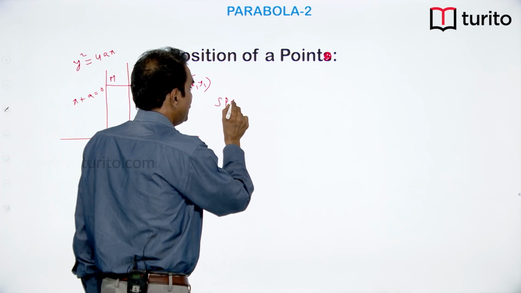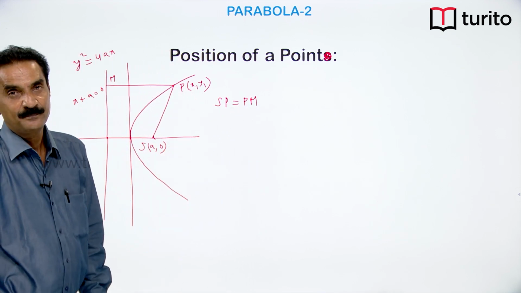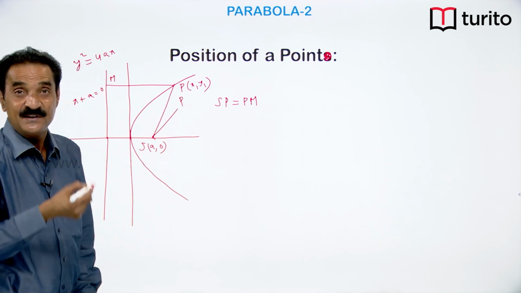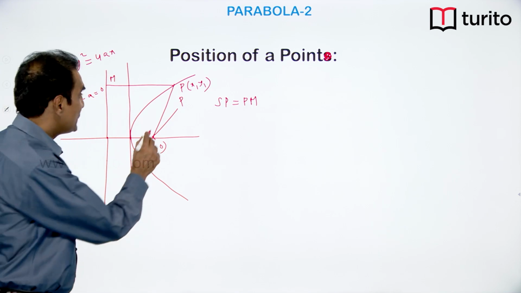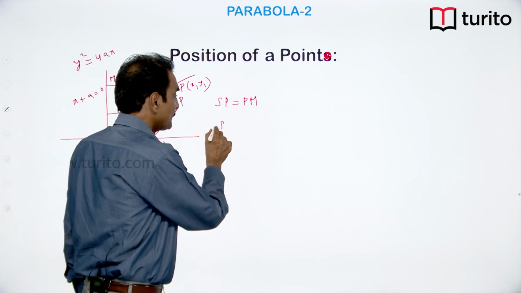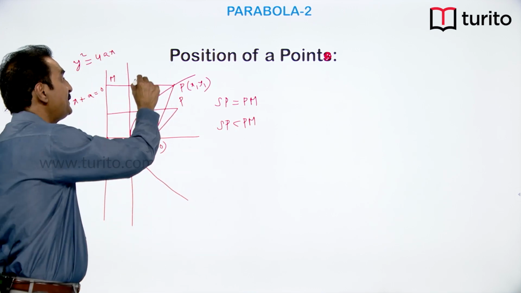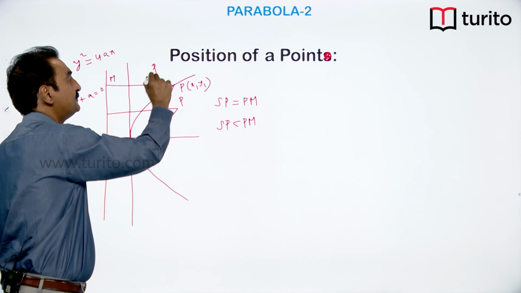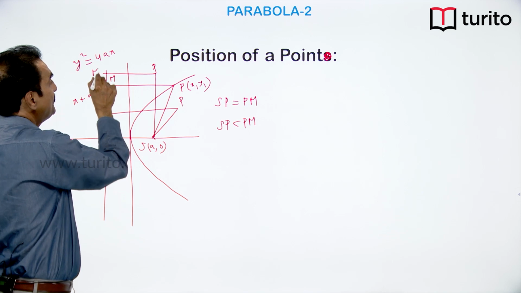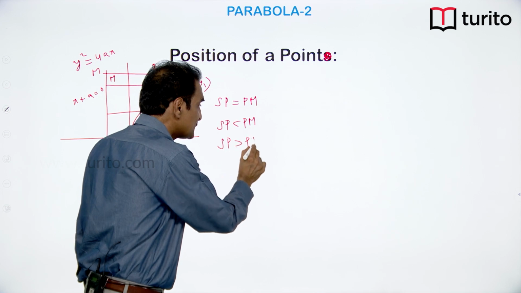So, for a point on the parabola, SP will be equal to PM. For a point inside the parabola, if a point P is inside the parabola, then SP will be clearly less than PM. If a point P is outside the parabola, then this is SP, it will be more than PM. So, for points exterior to the parabola, SP is greater than PM.